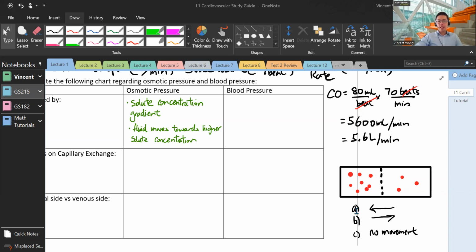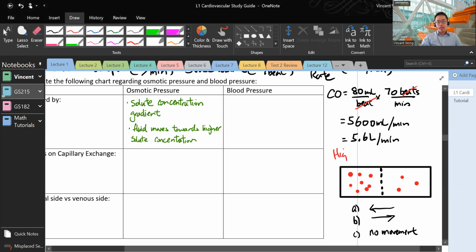And the correct answer is to the left. That's right. So this has higher solute concentration, right? Higher solute. And this has lower solute. And remember, the red balls can't cross the membrane, so the only thing that could move is water. And water will move this way to try to dilute out the concentration. So this pull, this suction of fluid towards the end that has higher solute, that is what we call the osmotic pressure. That only happens when there is a difference in solute concentration.